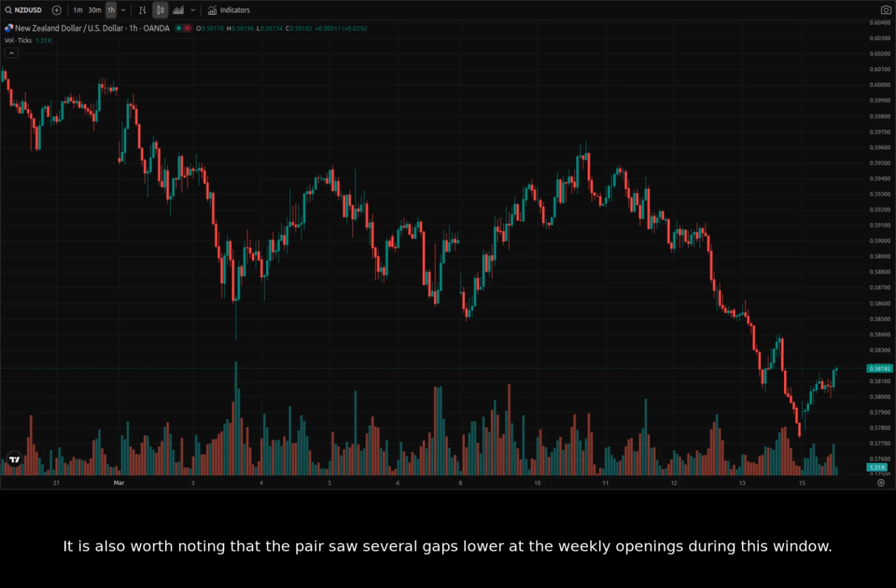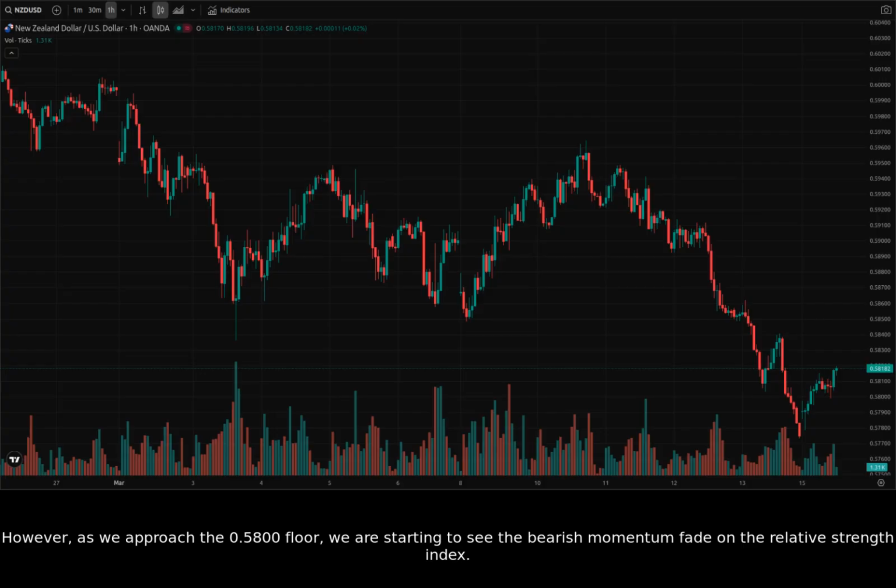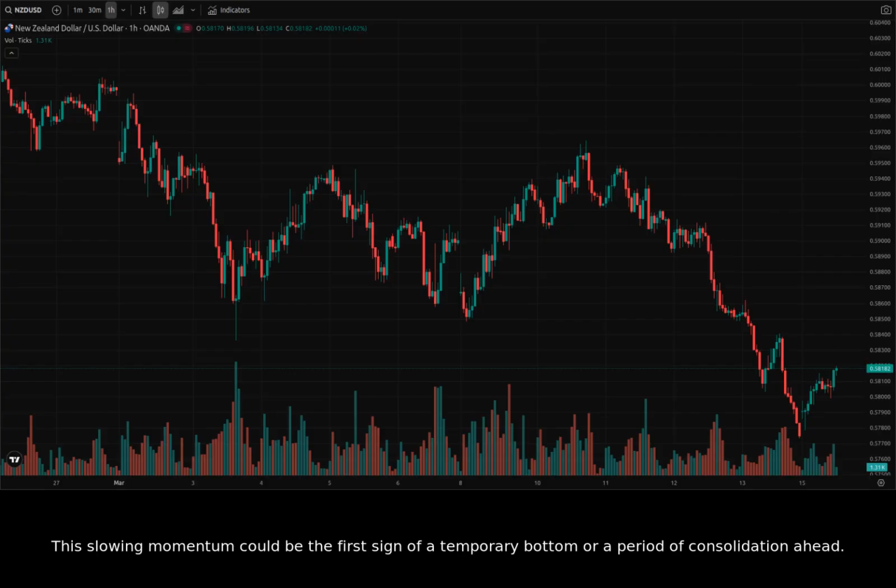It is also worth noting that the pair saw several gaps lower at the weekly openings during this window. These gaps are representative of the extreme risk aversion and the weekend developments in global geopolitics. If you're an intraday trader, this hourly structure has been a masterclass in trend following to the downside. However, as we approach the 0.5800 floor, we are starting to see the bearish momentum fade on the relative strength index. This slowing momentum could be the first sign of a temporary bottom or a period of consolidation ahead.